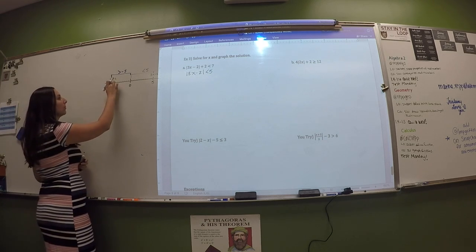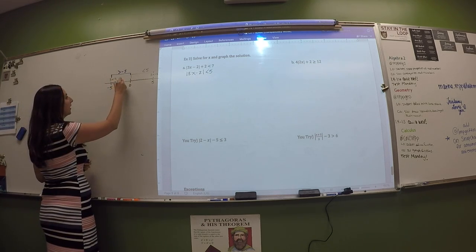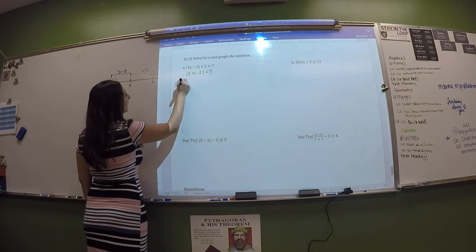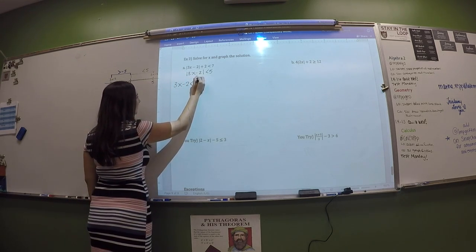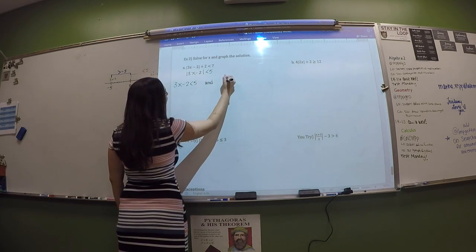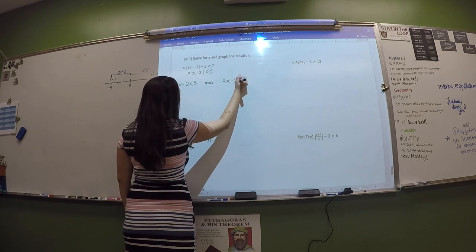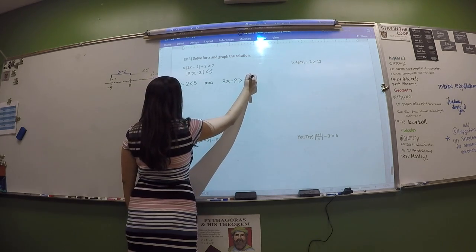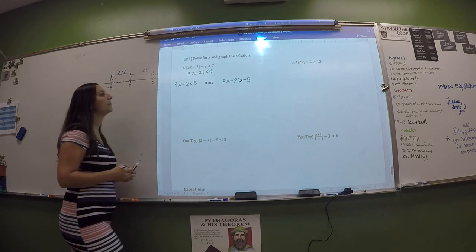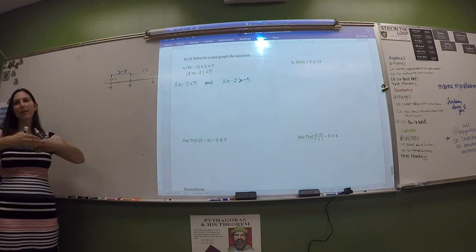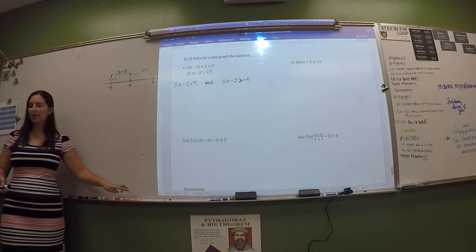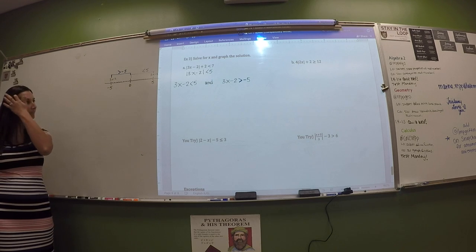So when you go to set up your two inequalities, aka your compound inequality, you're gonna write 3x minus 2 is less than 5, and 3x minus 2 is greater than negative 5. And that's the only way it's gonna go. That's it, that's all? Well, and then you do math. Yeah, and you gotta solve both inequalities.